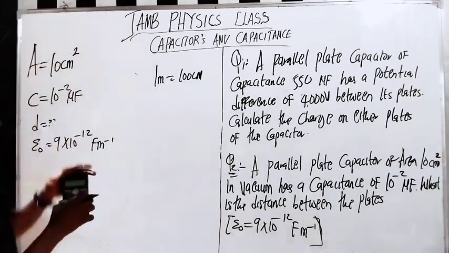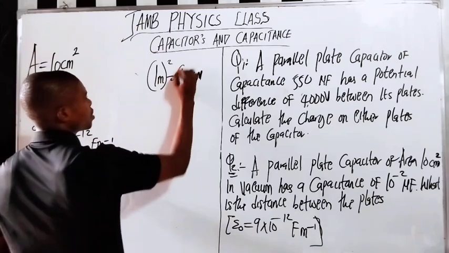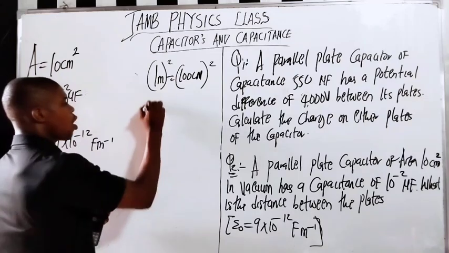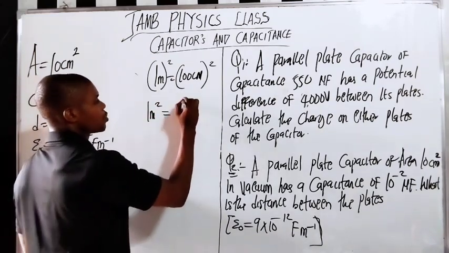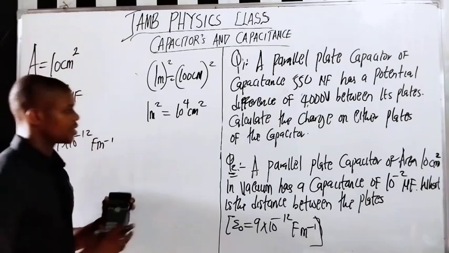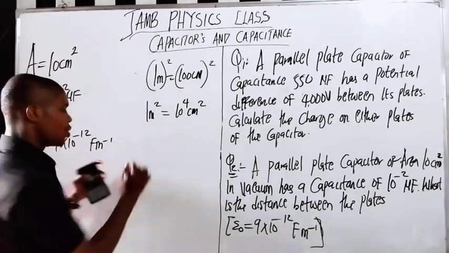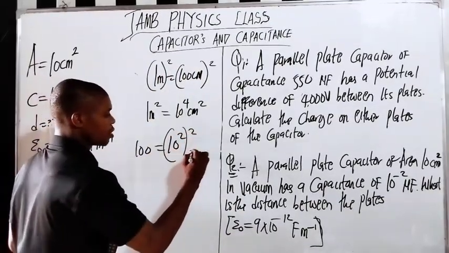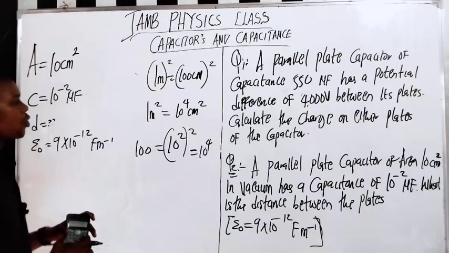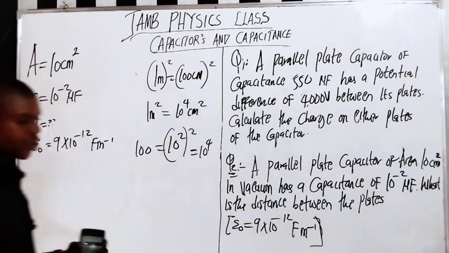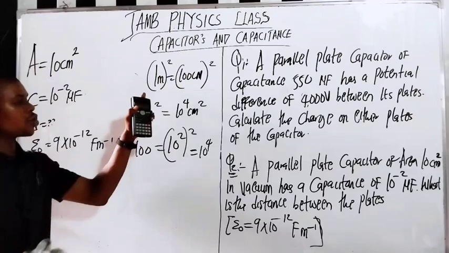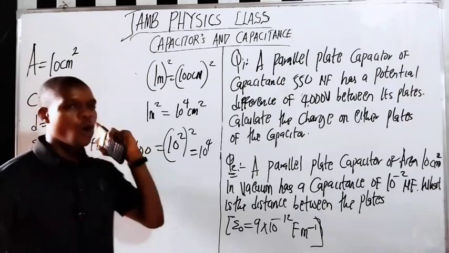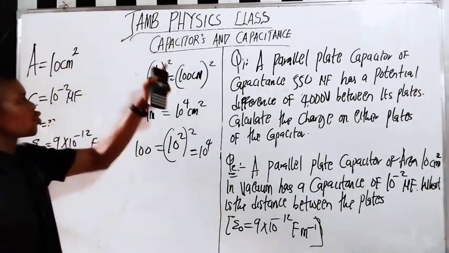Because the area is already squared, you have to square this conversion. It means that 1 meter squared is 10 to the power 4 centimeter squared, because 100 is 10 to the power 2, and if you square it, it is 10 to the power 4. This is the conversion unit I'm going to make use of. Normally 1 meter equals 100 centimeter, so since it's squared, you have to square both of them.